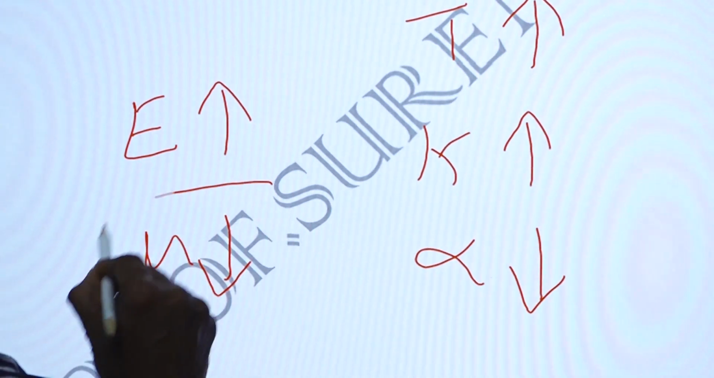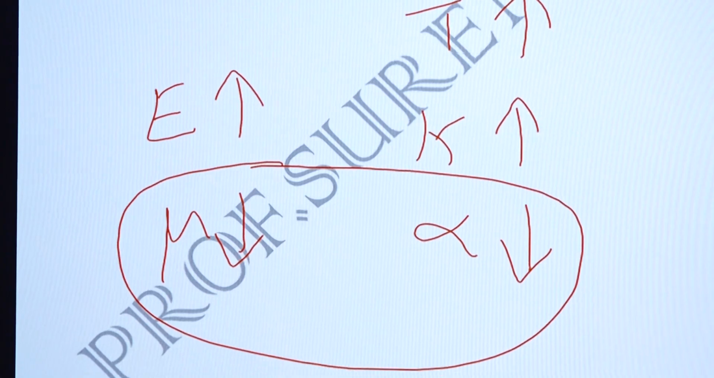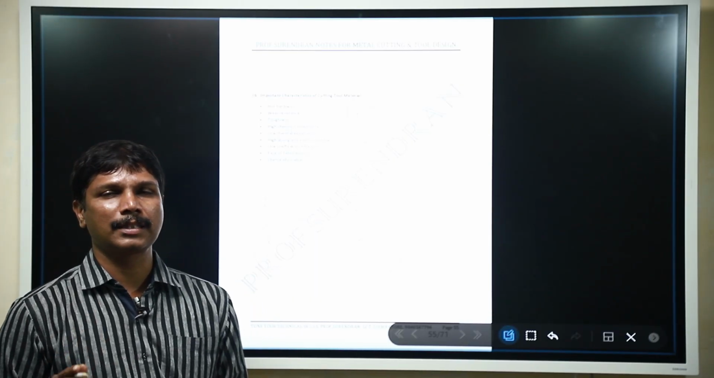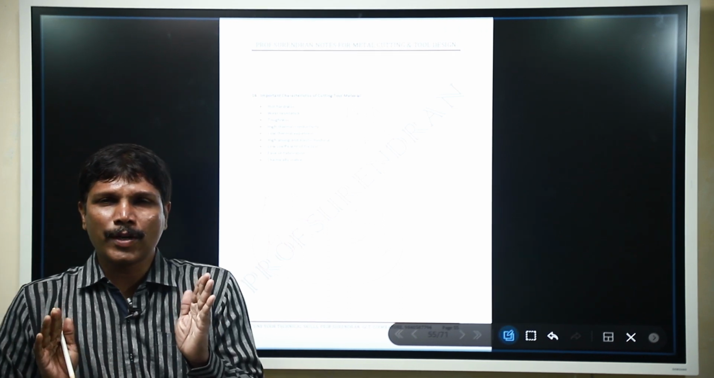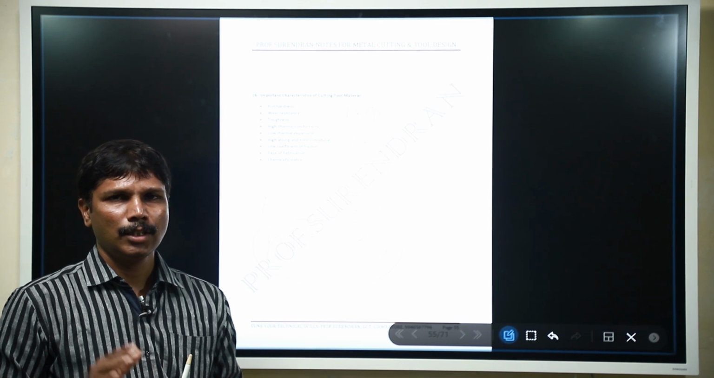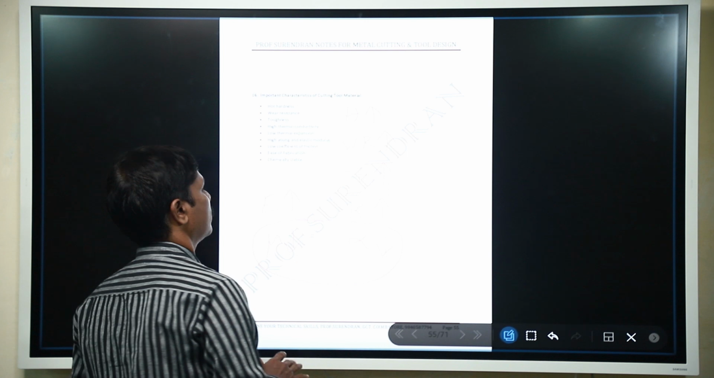You should identify these two variables are less. You can easily remember coefficient of friction will be less and thermal coefficient of expansion will be less. Whenever the word coefficient comes, it is less. So coefficient of expansion is less and coefficient of friction is less.